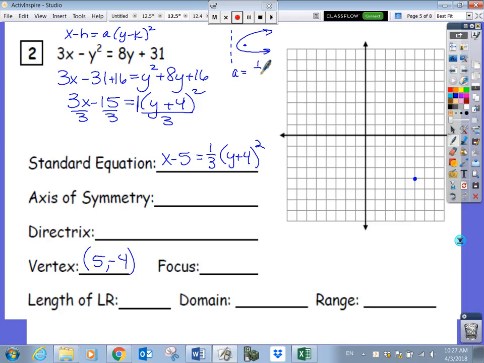a equals 1/(4p). a is 1/3. So 1/3 equals 1/(4p). 4p equals 3. p equals 3/4. p is the distance from the vertex to the focus, vertex to the directrix. So focus is right here. So our focus is going to be, we were at 5 and we went another 3/4, so the focus is going to be (5 3/4, -4). And the y value did not change.